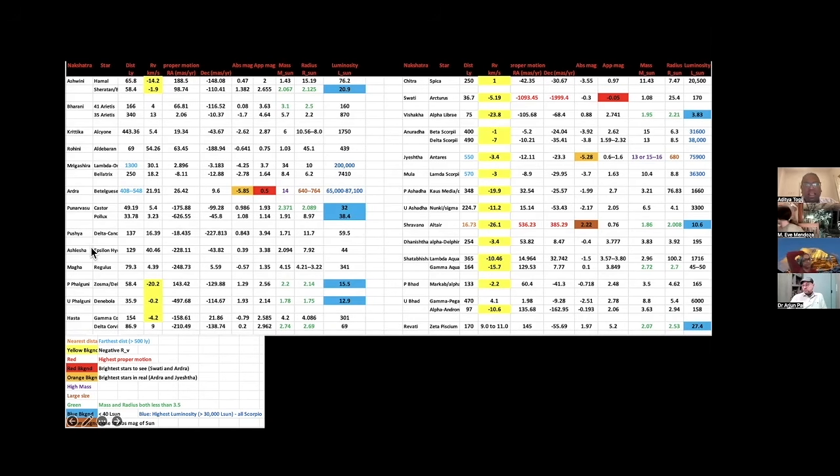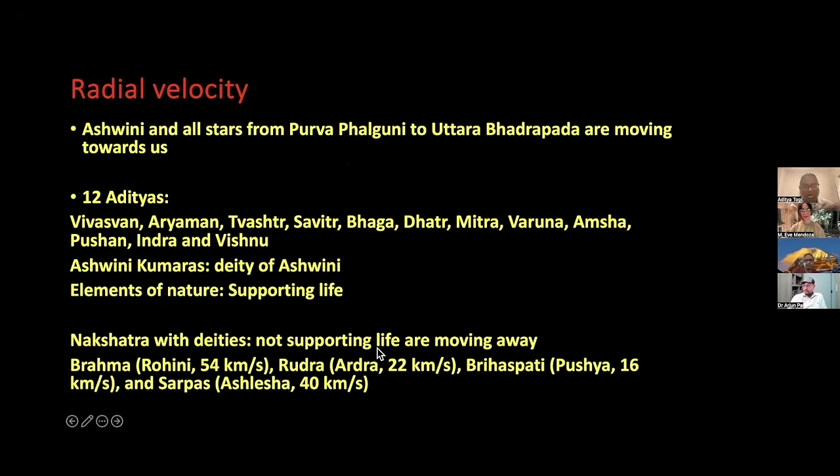And Ashlesha is what? Sarpas, poison. It has got the highest radial velocity. Rudra, Ardra, another thing. Brahma, which is again for Rohini. Somehow I'm seeing this. This is a very weak correlation, but I see that there is something going on here. Brahma is actually considered to be the top of the universe, so it makes sense. Brahma Loka kind of thing, also interesting. So that's the second thing which I saw: elements of nature which support life are coming towards us. Brahma, Ardra, Brihaspati, Sarpa, they have all got very high.